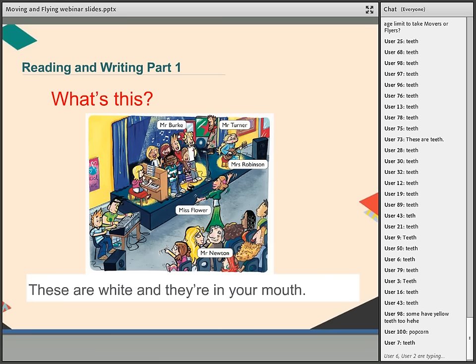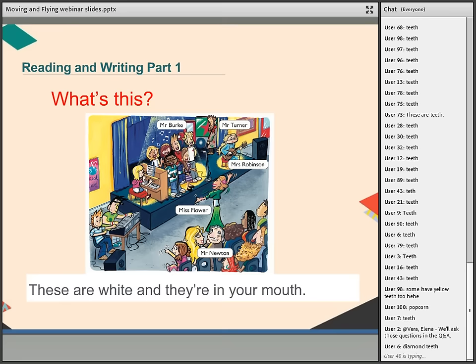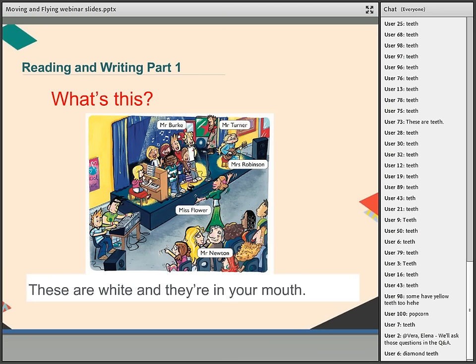Okay, so again, we can use a picture like this to work on definitions. We can continue this with students choosing things in the picture and writing sentences, definitions like this one.